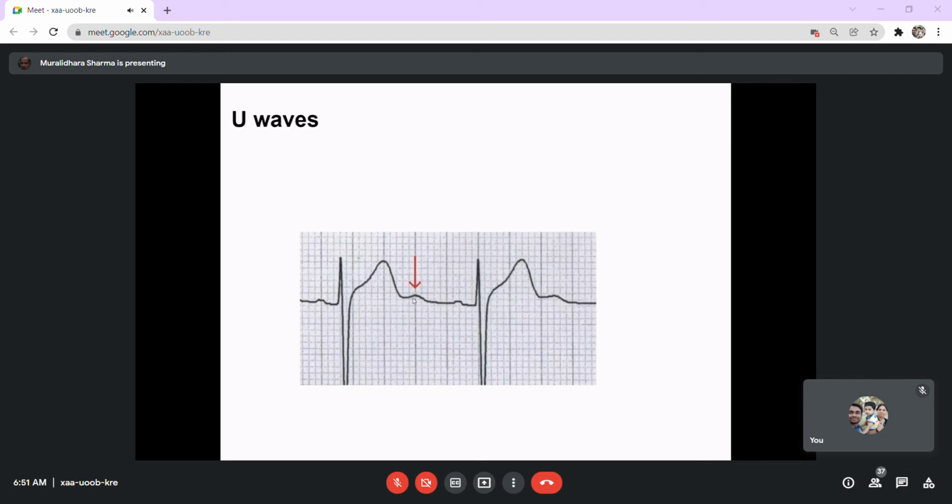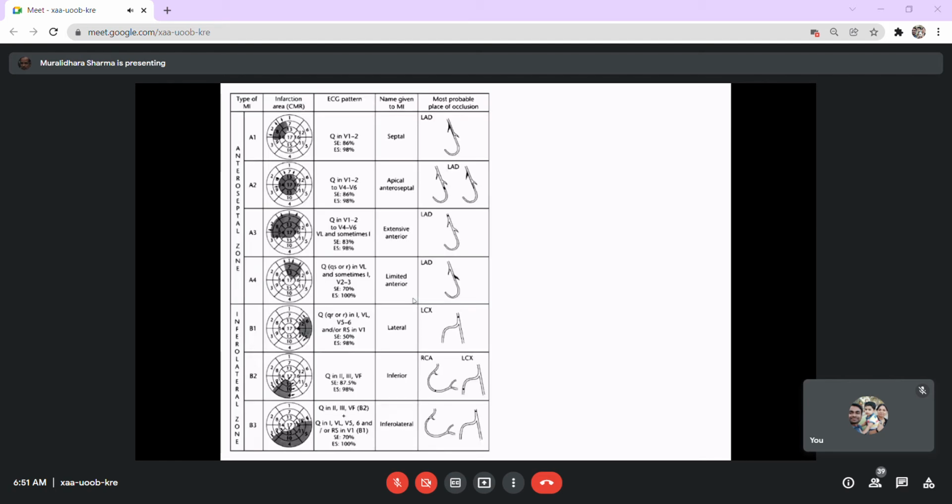These are all nomenclature issues, but primarily, if I have to describe all of these in a single sentence, there will be an abnormality of the ST segment pattern. And once you have seen that ST segment pattern in any ECG, it has to be considered a potential case of ischemia.